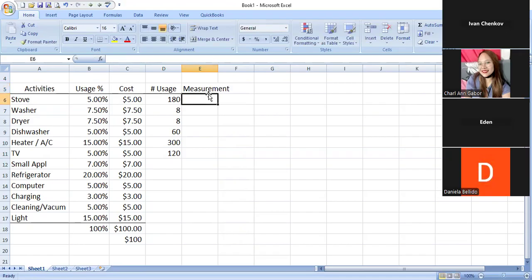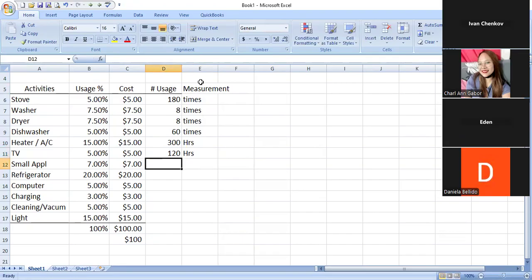So let's see here the measurement. The measurement here will be on the times. How many times am I using it? Washer, how many times am I using it? Dishwasher, we were on times, right? Times again. This here will be hours, and this will be hours.